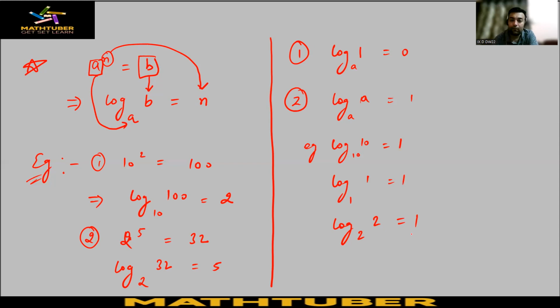So this is how log a with base a becomes 1, right? Then the third one is log x with base a is equal to log y with base a. If the bases are the same and the values given in the logs are different, then these values will also be equal by comparing. So x will also be equal to y, right? So this is how we have to go for these.